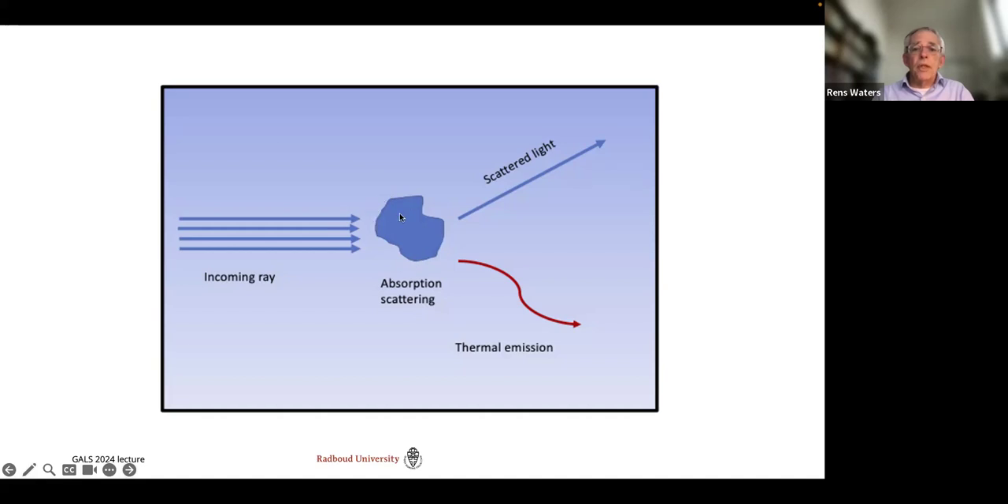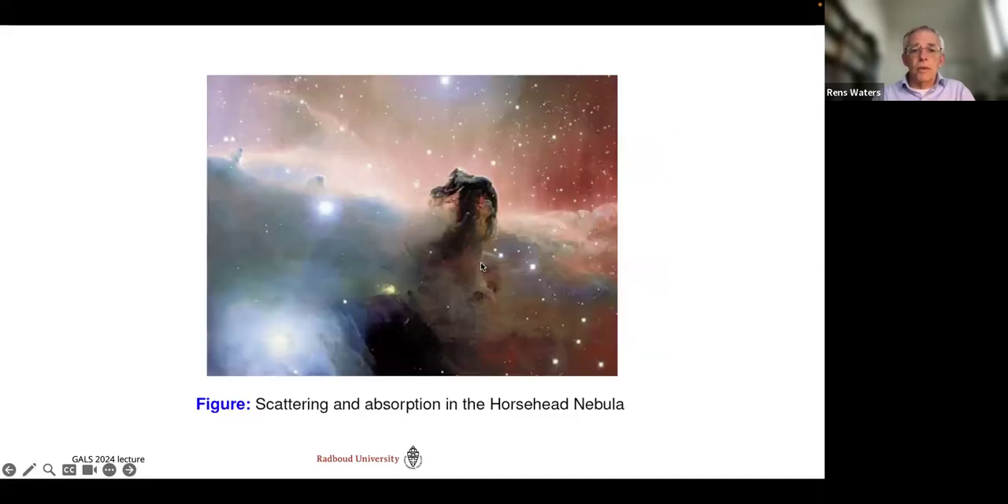What it can also do is absorb photons, and then that energy is added to the thermal bath of the particle, which gives it a temperature, and therefore it radiates at some equilibrium temperature, and that is always in the infrared. That means that thermal emission is emitted by these dust particles. And here you see a very nice picture of the Horsehead Nebula that I always like to show, because it illustrates both the absorption.